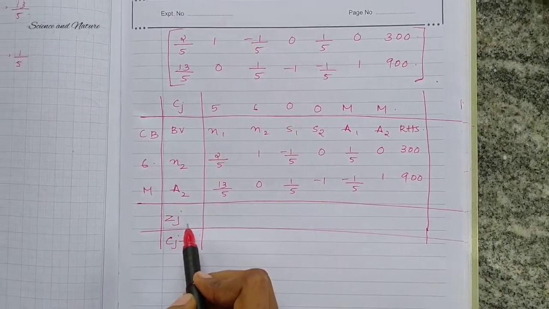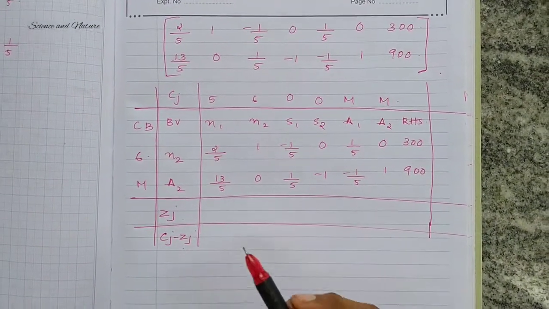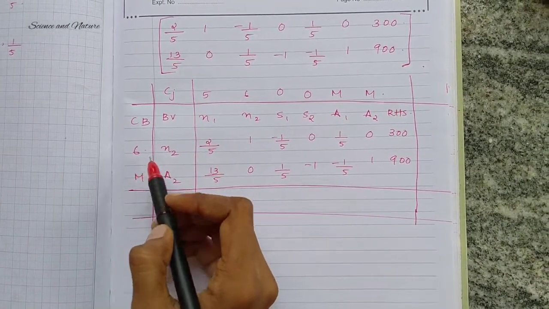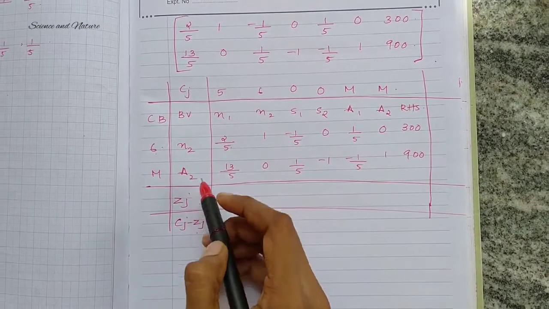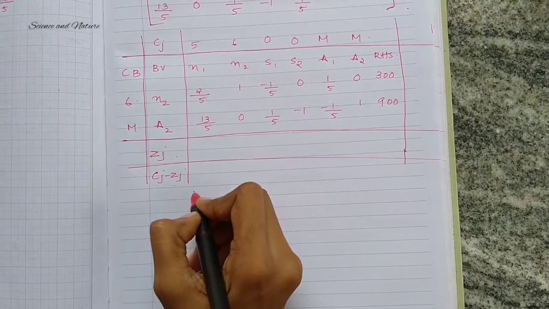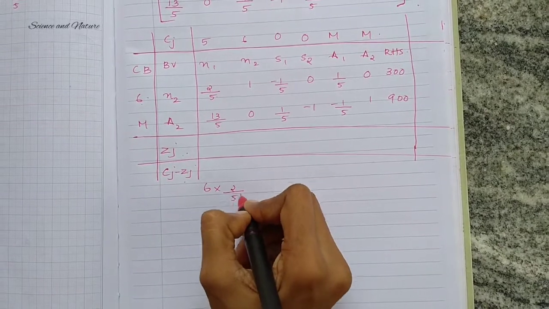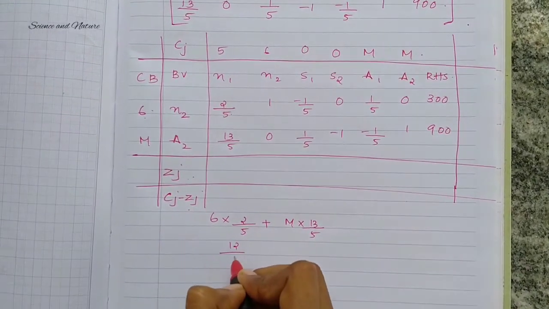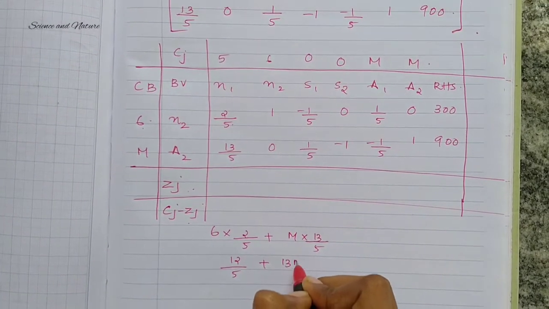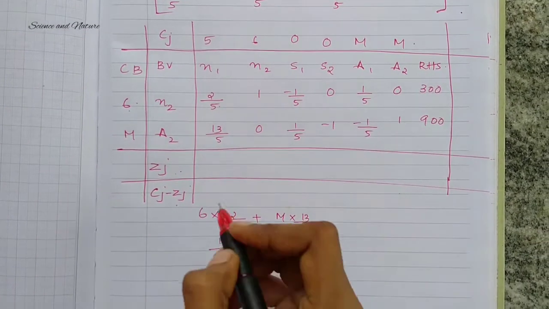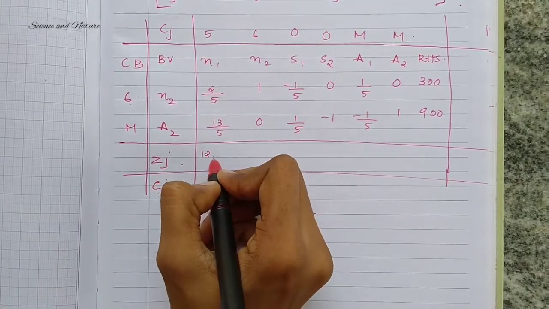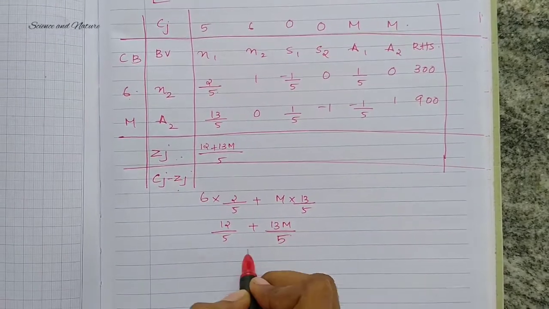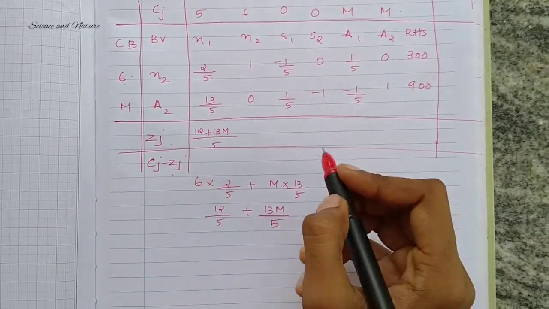Then we need to find the Zj and Cj minus Zj. So first we need to find the Zj. Zj first: 6 into 2 by 5 plus m into 13 by 5, that is 12 by 5 plus 13m by 5, that is 12 plus 13m divided by 5.